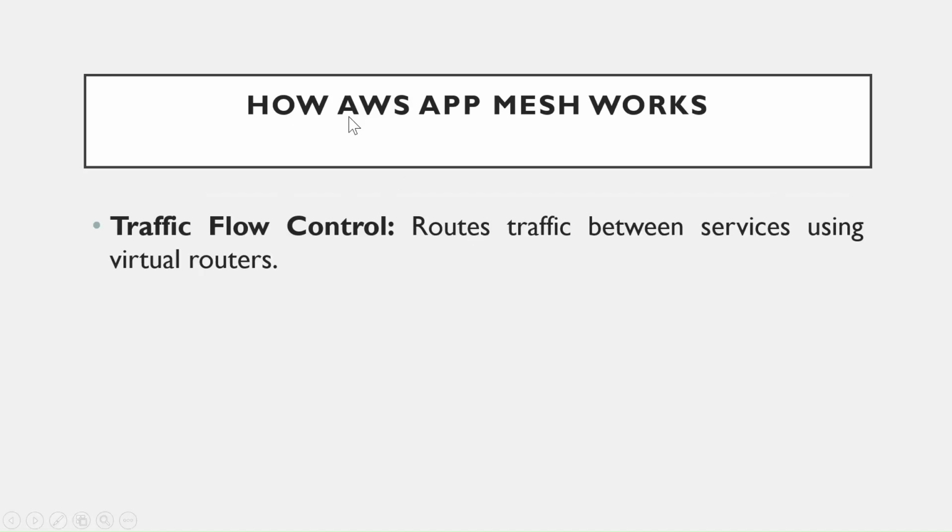Now let's see how AWS App Mesh works. So firstly, traffic flow control. It routes traffic between the services using virtual routes. App Mesh helps direct traffic between the different parts of your application. It uses virtual routes to route the requests, meaning it can decide which part of your application should handle each request. This is especially helpful if you want to balance loads or test updates with a small part of your traffic fast.